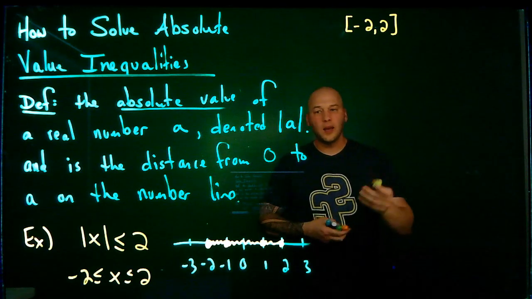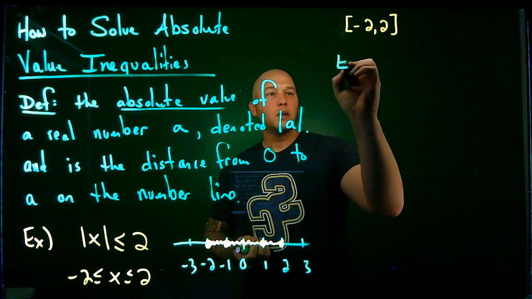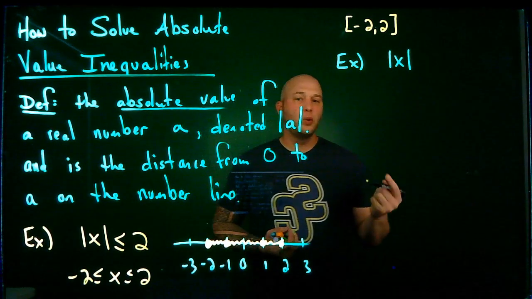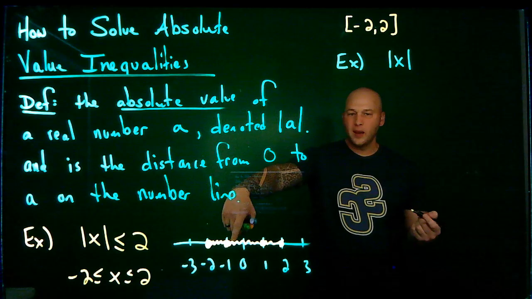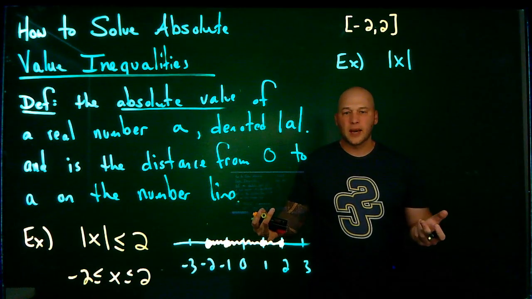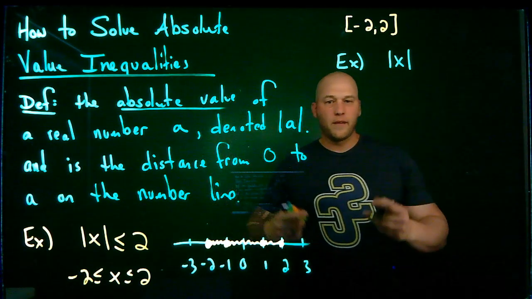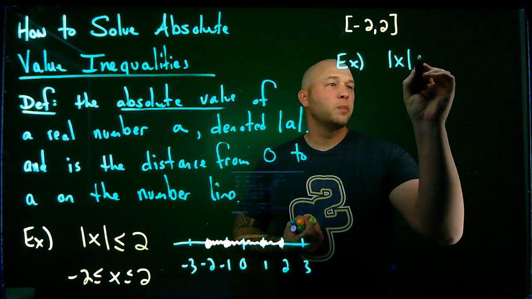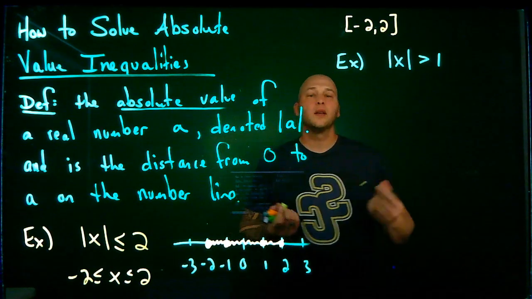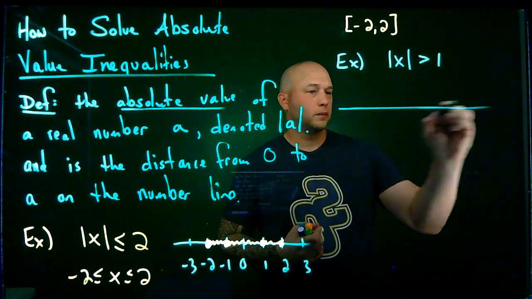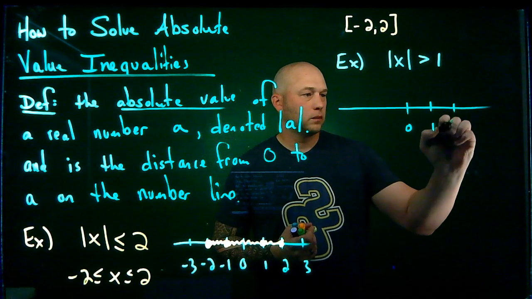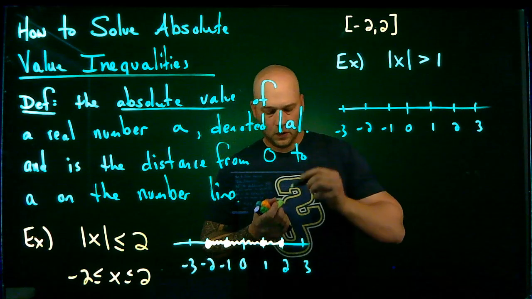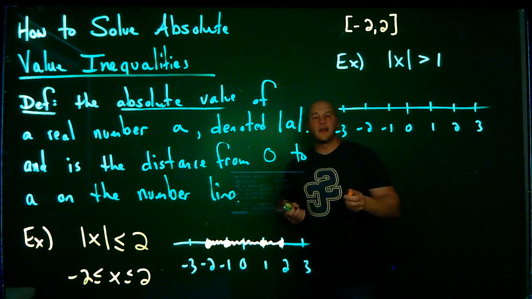Now, let's look at another example. This time, let's consider the absolute value of x. I'm going to change 2 things here. I'm going to take the equality away, which doesn't really change my solution technique very much, just maybe my final answer. And then I'm also going to switch the inequality. So let's say the absolute value of x is bigger than 1. Let's look at a number line. Once again, let's highlight some specific points.